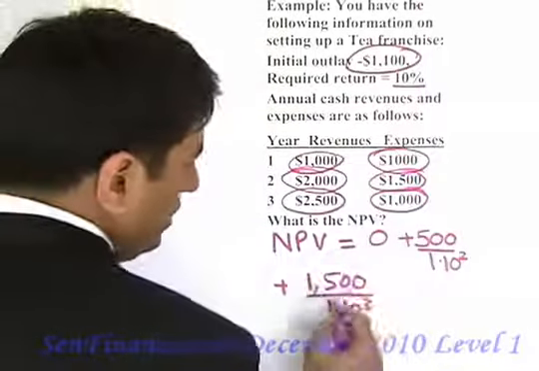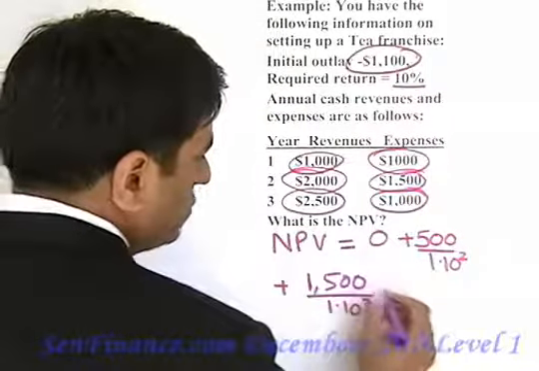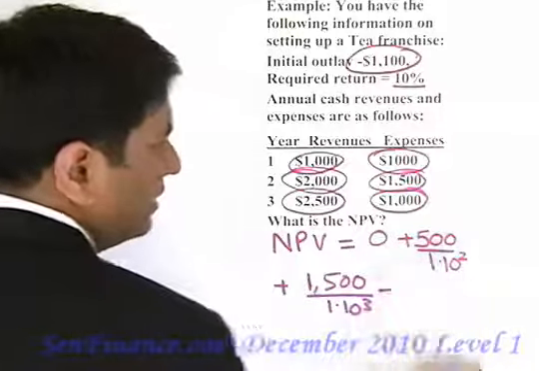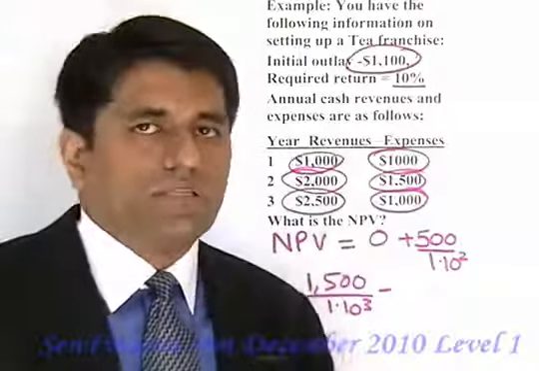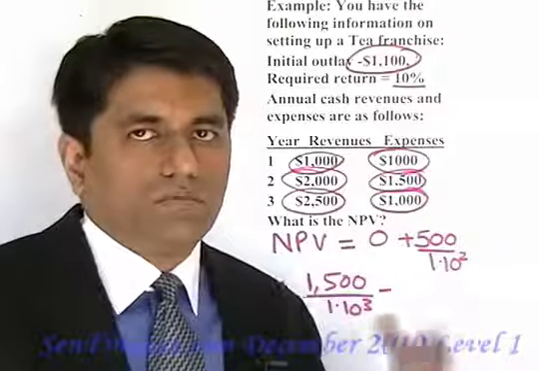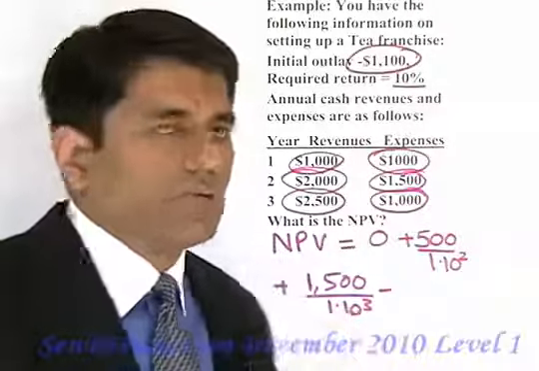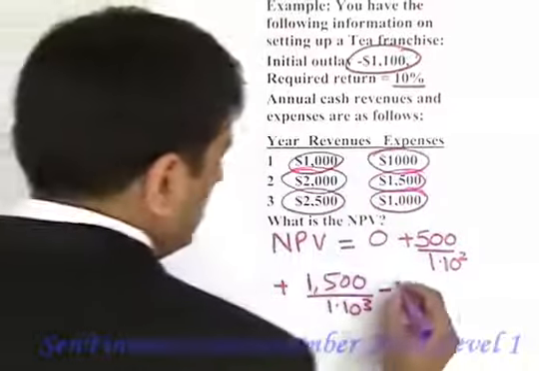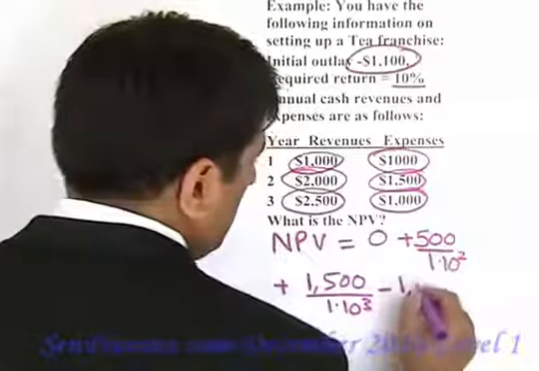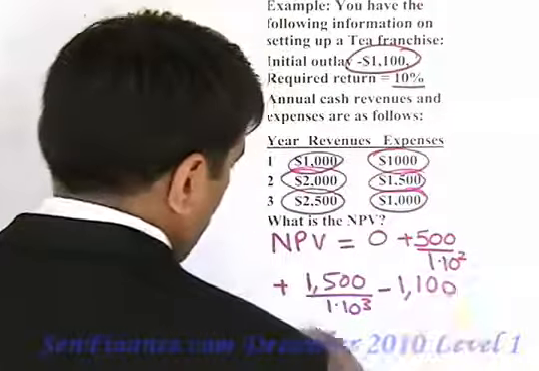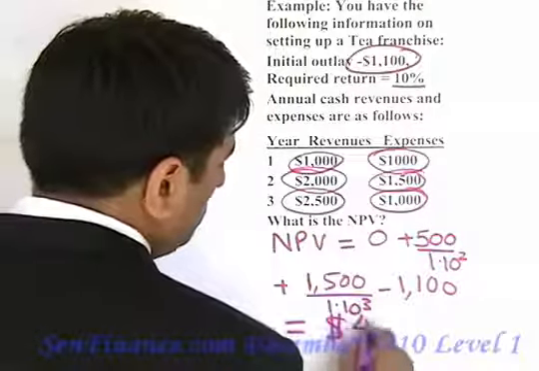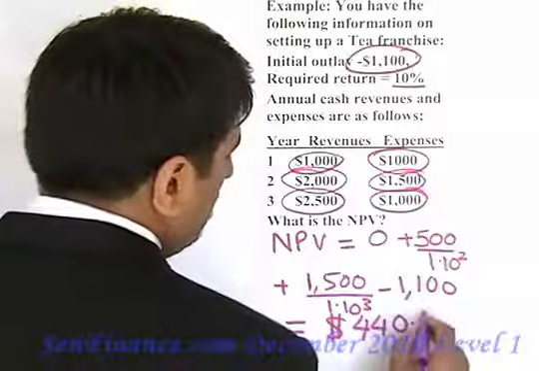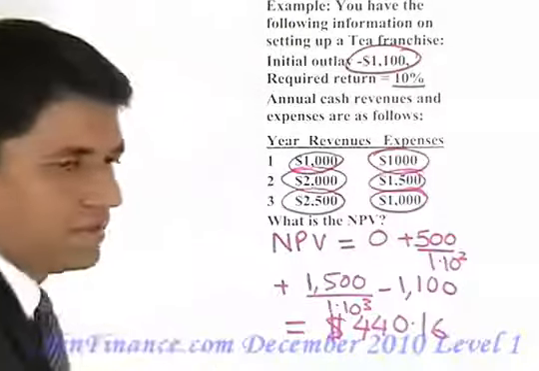So these are all the discounted values of your revenues minus the discounted value of cost. Now your cost is incurred today itself, so there is no discounting to be done. You just simply take it out. So that will be minus 1,100, and this adds up to $440.16.